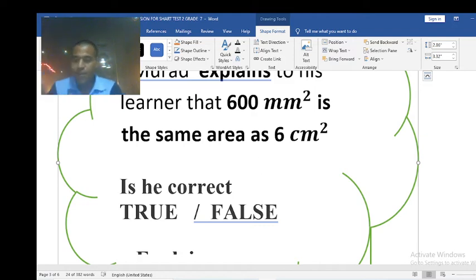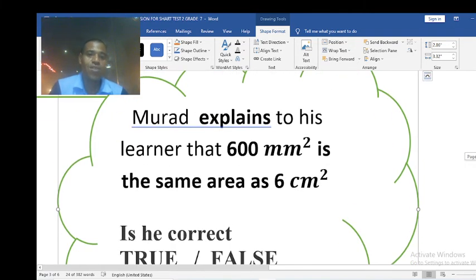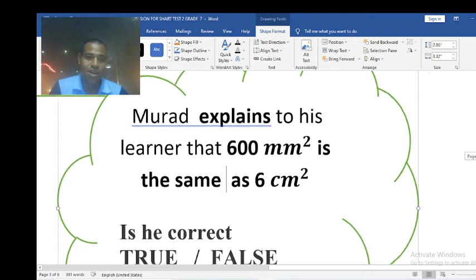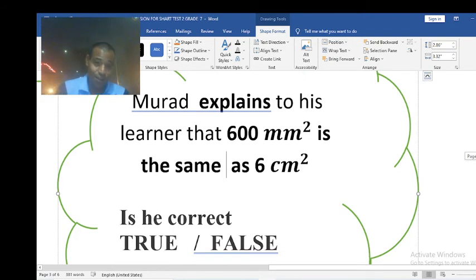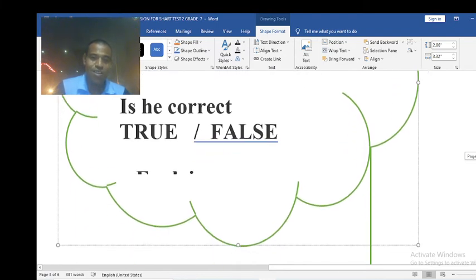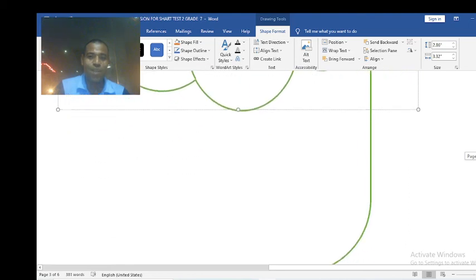Okay, so we were told that Murad explains to his learners that 600 millimeter square is the same as 6 centimeters square. In your opinion, does your teacher Murad explain like that in the classroom? Check. If he's correct, you write true. If it is no, you should write false. Then you should give your explanation.